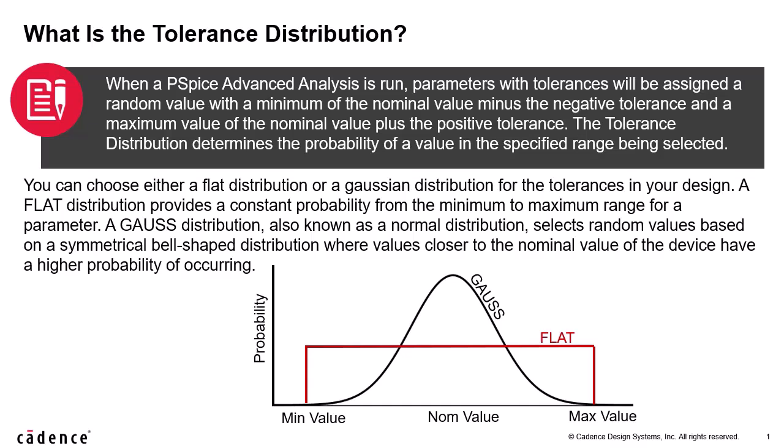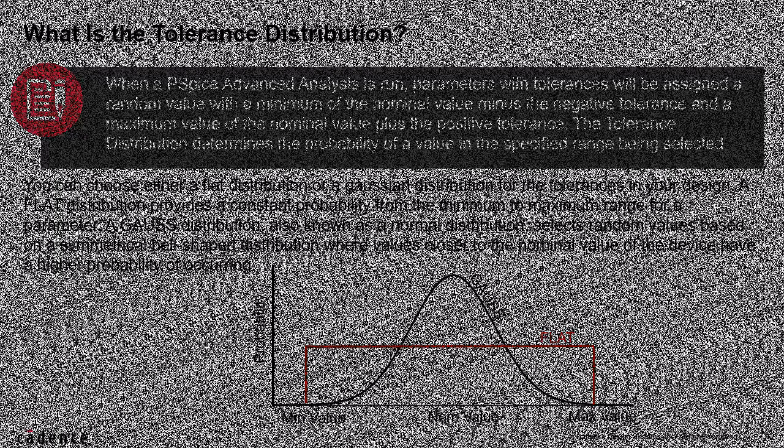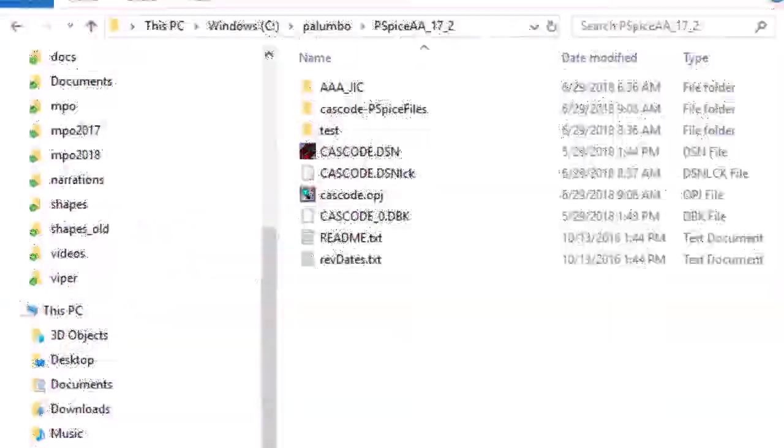A flat distribution provides a constant probability from the minimum to the maximum range for a parameter. The Gauss distribution, also known as a normal distribution, selects random values based on a symmetrical, bell-shaped distribution where values closer to the nominal value of the device have a higher probability of occurring. Our modified subcircuit models are stored along with our design.